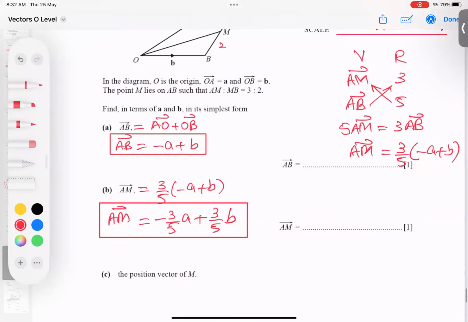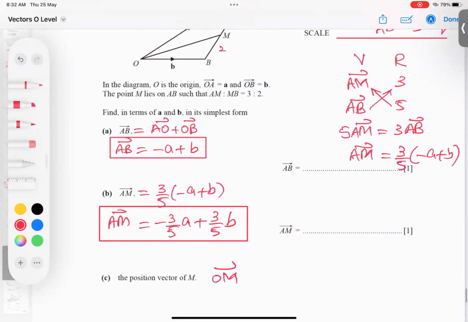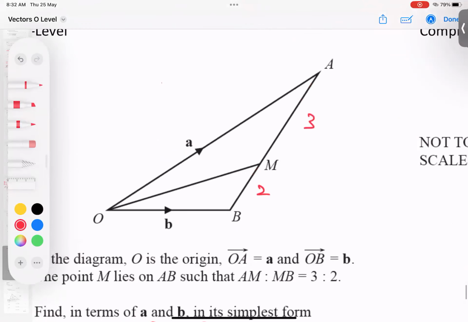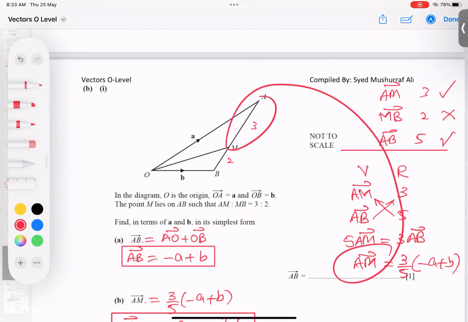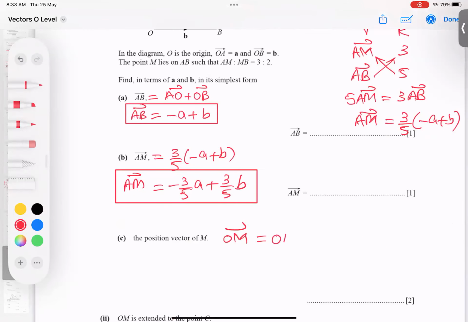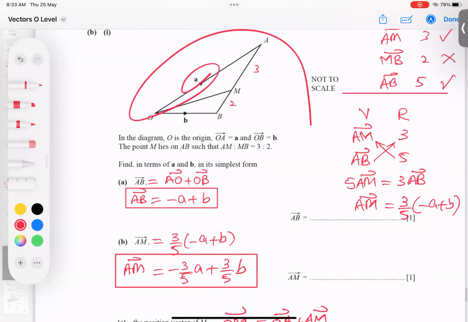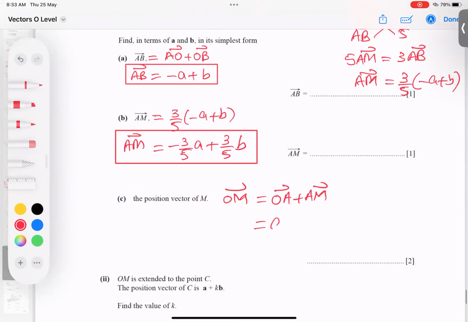Let's talk about the position vector. Whenever the word position vector comes, it will start from the origin O. So OM is my target. What are the best paths to go from O to M? O to A to M is one path, second is O to B, B to M. But because I have AM already available, O to A to M is the best path. So I'm writing here O to A and A to M. And O to A is given by him as a, and AM is this whole thing, I'm copying.